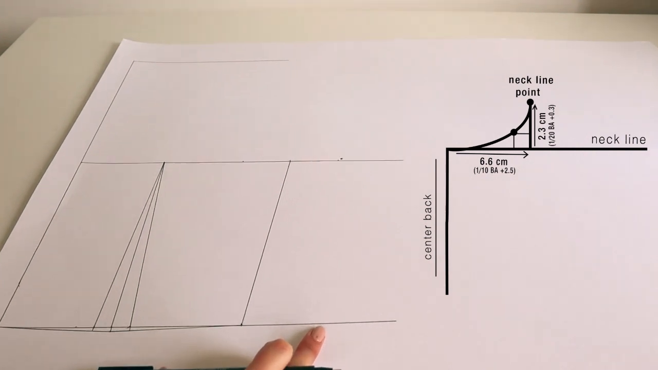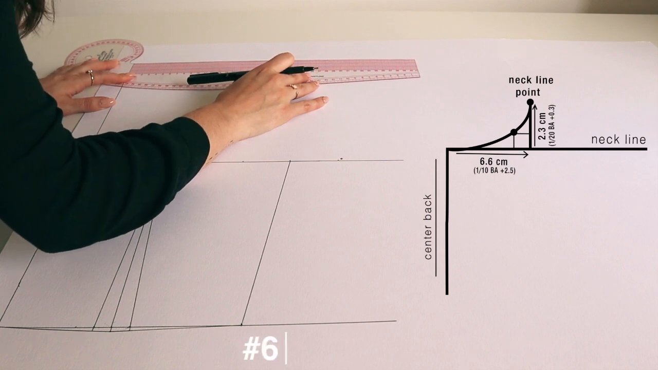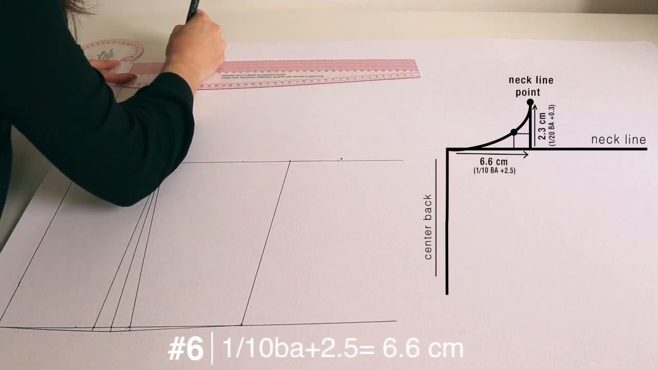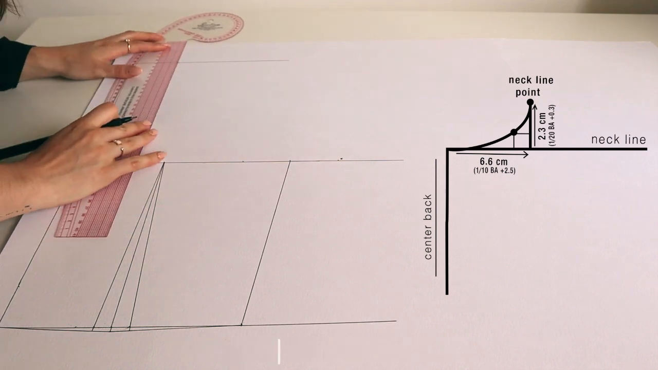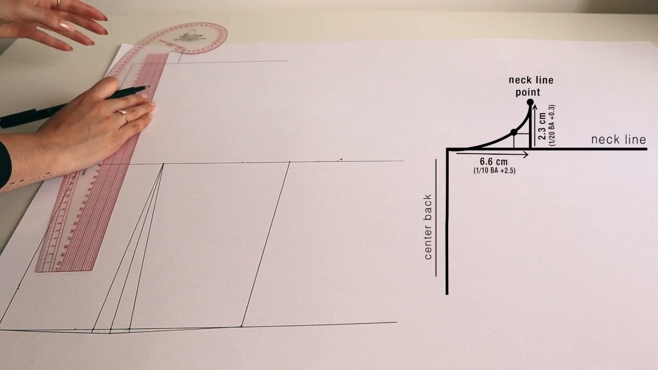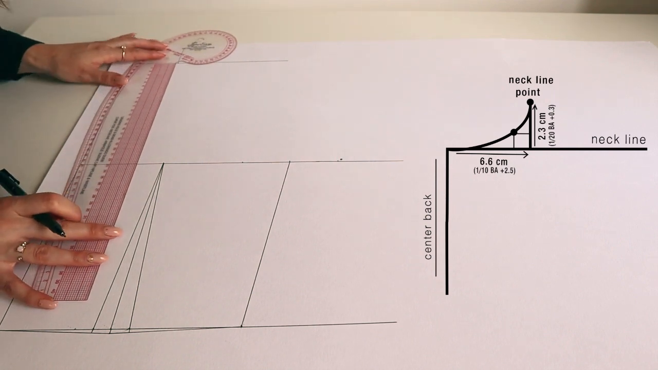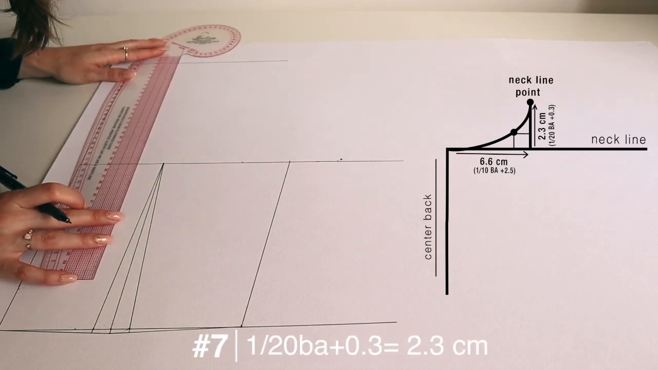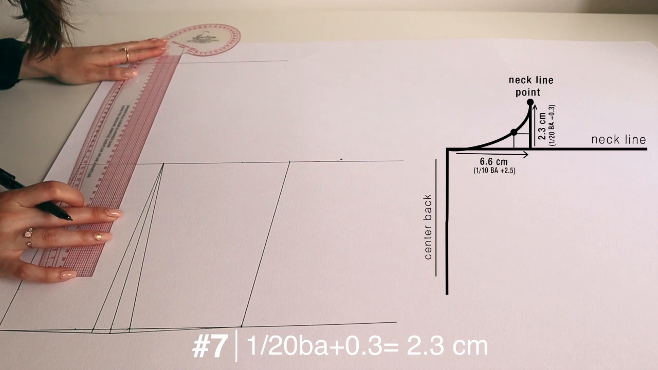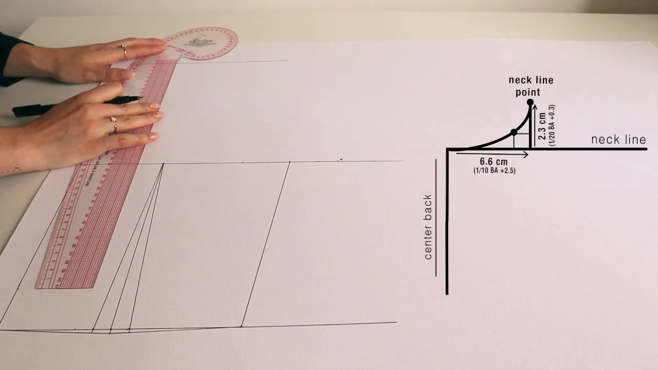So on the neckline, we are going to measure 1/10 of BA plus 2.5 centimeters. In my case, it came up to 6.6 centimeters. On this point, we're going to do a line straight up, and then on this new line, we're going to measure 1/20 of BA, so the bust arc, plus 0.3 centimeters. In my case, it came up to 2.3 centimeters, and this will be your neck point.